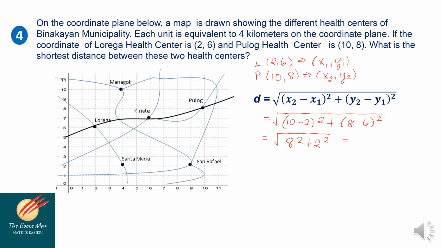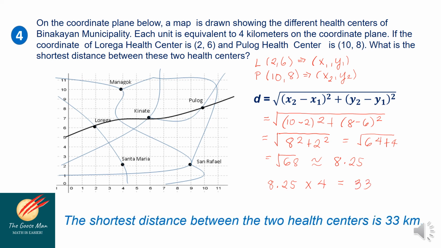So this will give us the square root of 64 plus 4. This is equal to the square root of 68, which is approximately 8.25. However, 1 unit is equal to 4 kilometers. So therefore, we have 8.25 times 4, which is equal to 33. Therefore, the shortest distance between the two health centers is 33 kilometers.